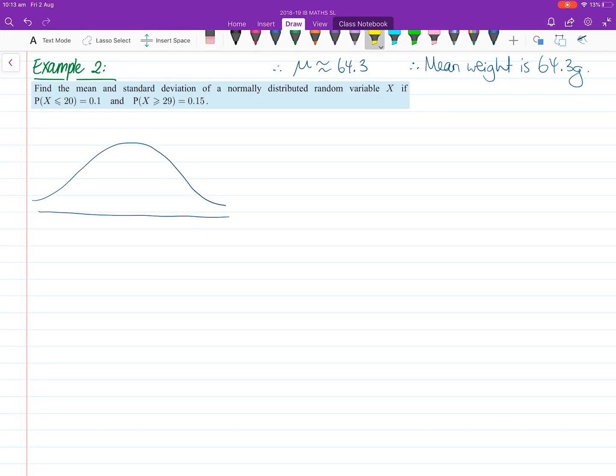Okay, so it's asking us this time to find both the mean and the standard deviation, so we don't know either. So there's actually two unknown variables here. As soon as there are two unknown variables, you should be thinking, probably need to use something like simultaneous equations, where you've got to find two unknown variables. So we're going to come up with two equations. It's like what we did earlier, but sort of twice, right? And then doing simultaneous equations.